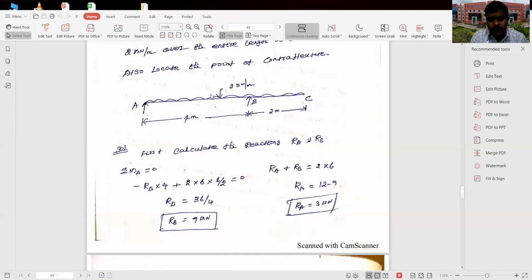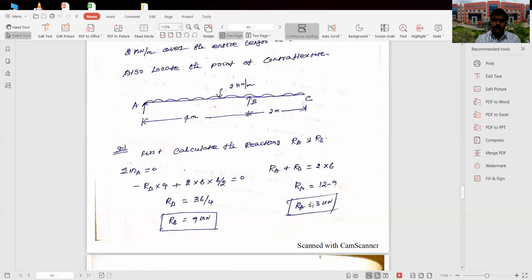Now another equation: RA plus RB, the sum of the upward vertical forces, will be equal to the sum of the downward forces. So upward vertical force is RA plus RB, which will be equal to the downward vertical force, 2 into the distance 6 over which the uniformly distributed load is acting. So 2 into 6. Therefore, RA will be equal to 2 into 6, which is 12, minus the RB value of 9. So 12 minus 9 is nothing but 3. So RA will be equal to 3 kilonewton.